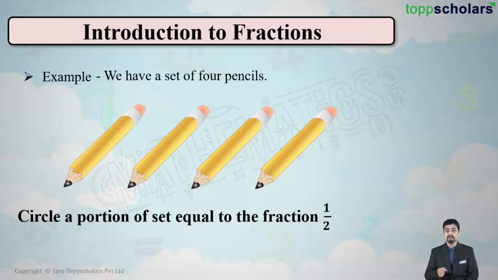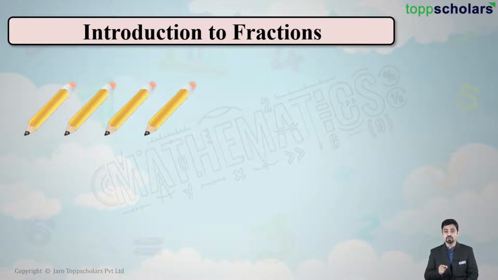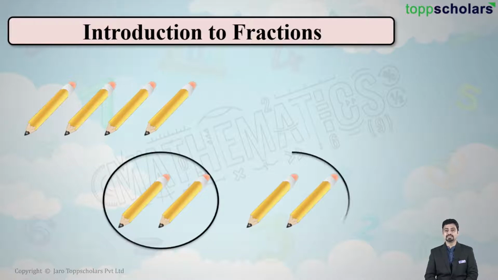Now, when I say 1 upon 2, how many total parts are there? We look at the denominator. The denominator was 2 and hence we divide the 4 pencils in 2 groups. How do we do that? We take 2 pencils and 2 pencils. Now, we make 2 pencils equal to 1 group. In all, we have 2 groups.